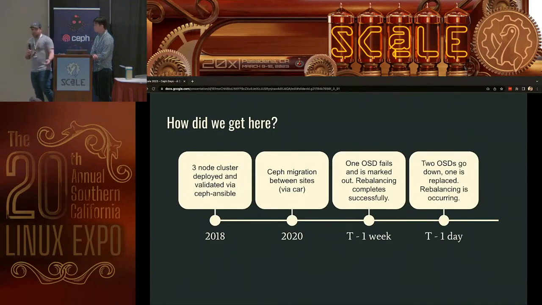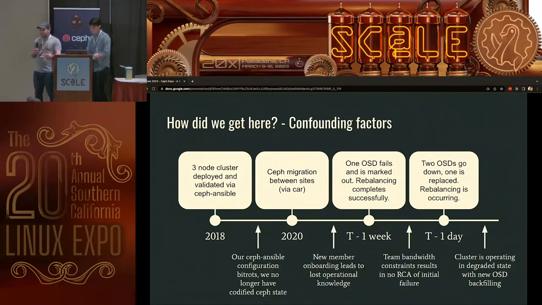About a day before this incident occurred, we saw another failure where 2 OSDs went down. One came back online, the other did not, so we swapped out the drive and replaced it, and we started rebalancing. This was all fine and good at this point from what we understood.